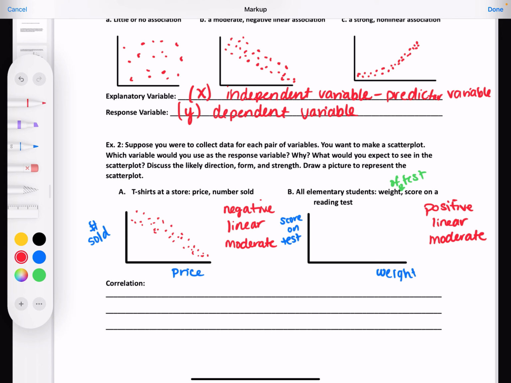With something like this, you could theoretically have outliers. I mean, you could always have outliers, but we got that one kid that's super chubby and he does really good on his test.